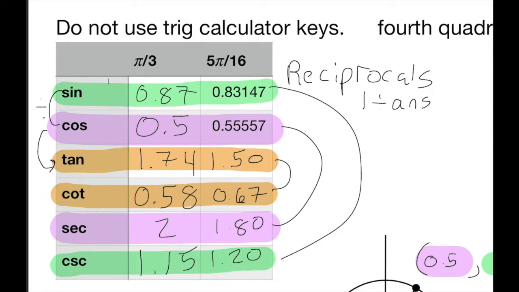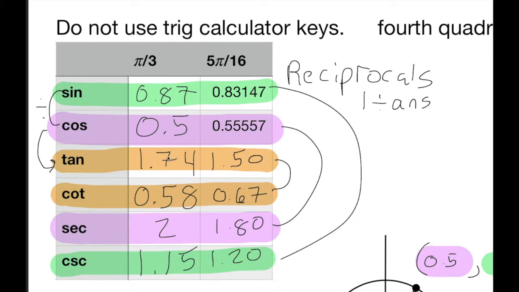So if they ask what is sine of pi over 3, we've got that memorized. Cosine of pi over 3, we've got that memorized. Or you could draw a 30, 60, 90 triangle on a unit circle and figure it out. But then we can take the reciprocal. So the reciprocal of sine, 0.87, would be 1 over 0.87. You get 1.15. The reciprocal of 0.5 is 1 over 0.5, which is equal to 2. You can use a calculator for that.